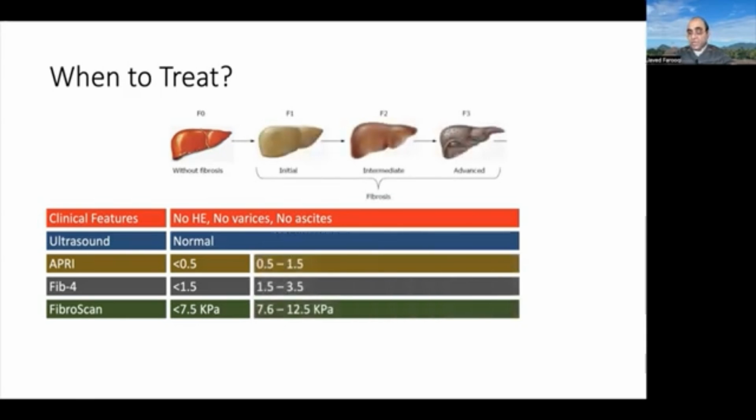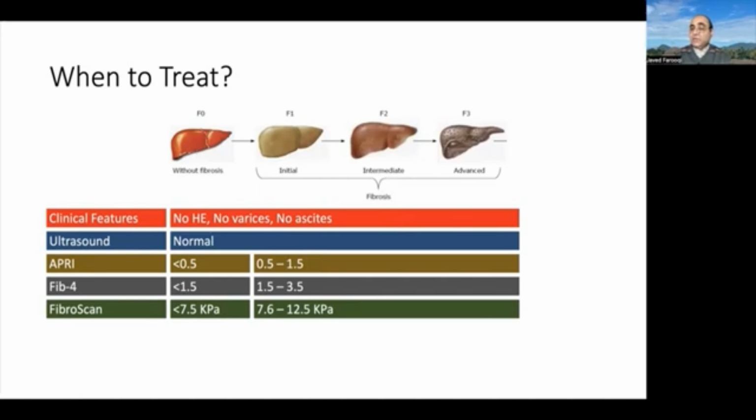What about fibrotic liver? In fibrotic liver, again, there will be no history of hepatic encephalopathy, varices, or ascites. The ultrasound will be reported normal in all these phases. And we know that the fibrotic liver may be having F1 fibrosis, F2 fibrosis, or F3 fibrosis. So the EPRI values will be from 0.5 to 1.5. The FIB4 value will be from 1.5 to 3.5, and the FibroScan values will be from 7.6 to 12.5. When the patients meet this criteria, then we label this patient's liver as a fibrotic liver.